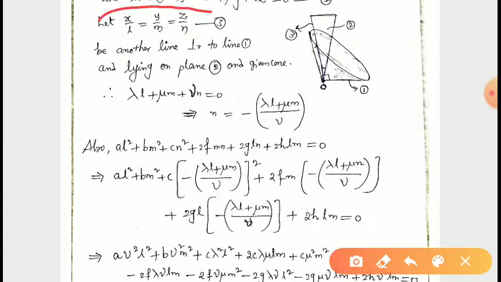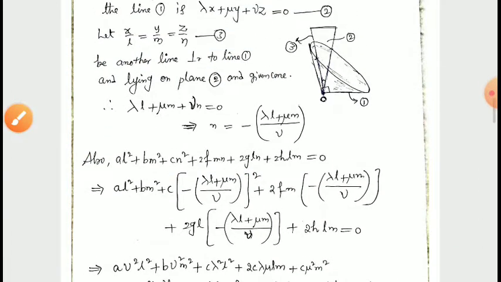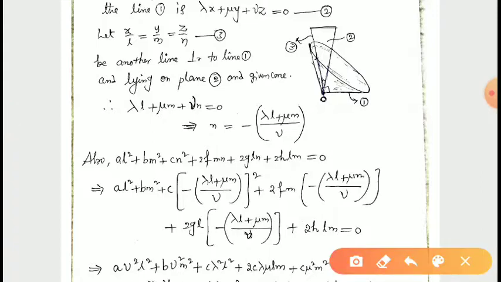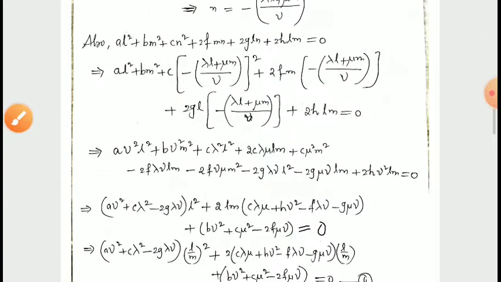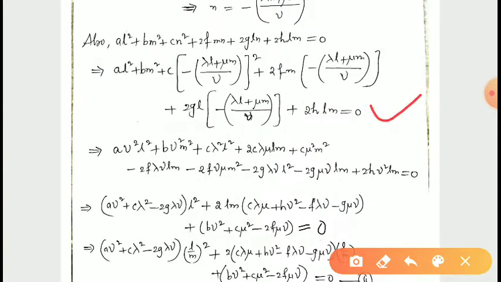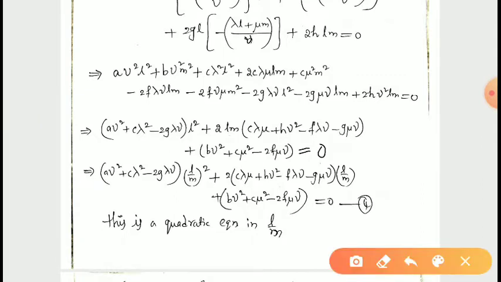Also, this line is a generator of this cone. The direction ratios of this line satisfy the equation of the cone, and hence we can write this step: a l square plus b m square plus c n square plus 2f m n plus 2g l n plus 2h l m is equal to 0. Substitute the value of n in this equation and we get this equation. On simplifying the entire equation and collecting the similar terms and taking common wherever possible, finally we obtain this equation.